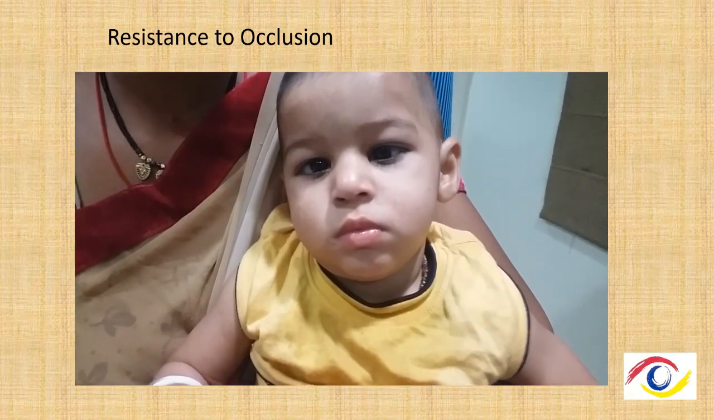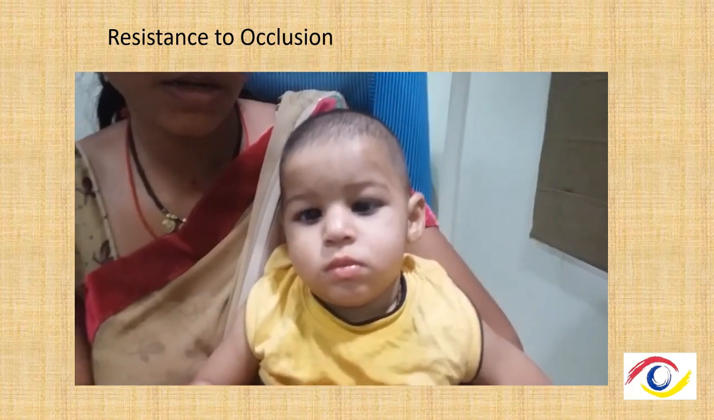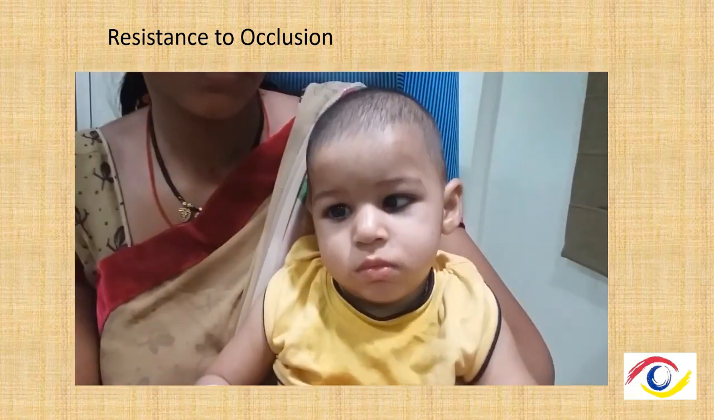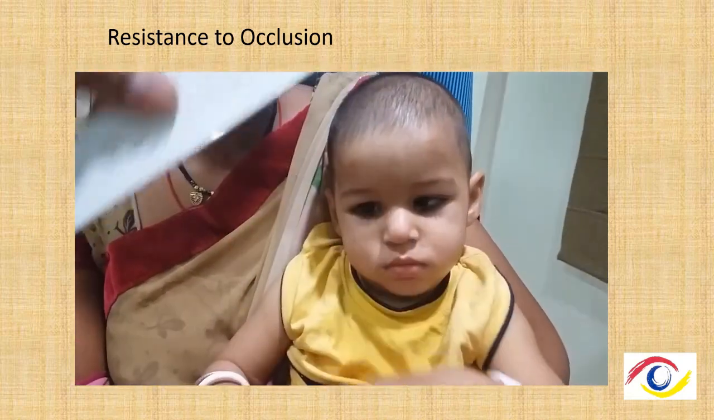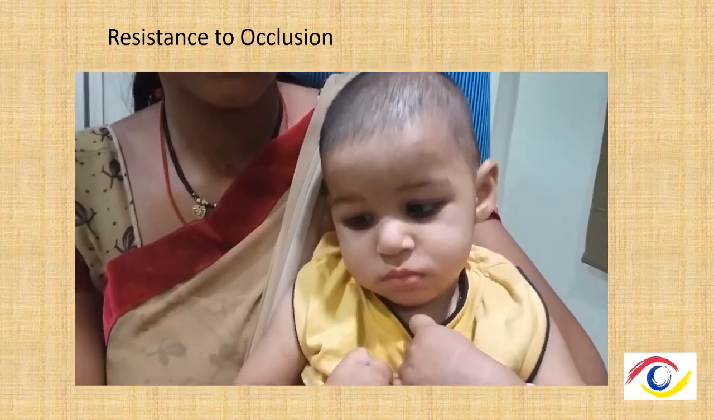This is an 8-month-old child with esotropia. I'm just showing a video of the resistance to occlusion. You can see that he is trying to resist occlusion in either eye, which probably indicates that the visual status in both eyes is equal.